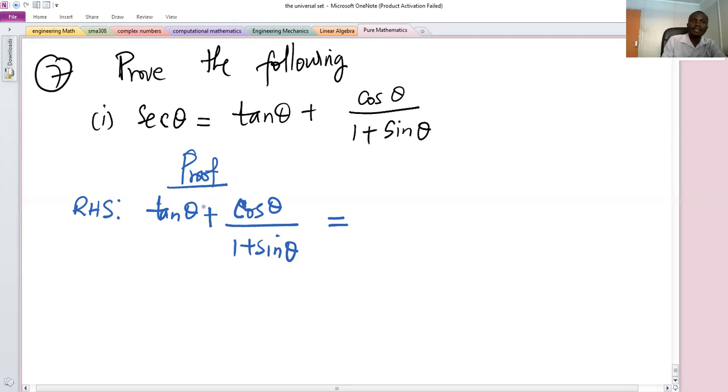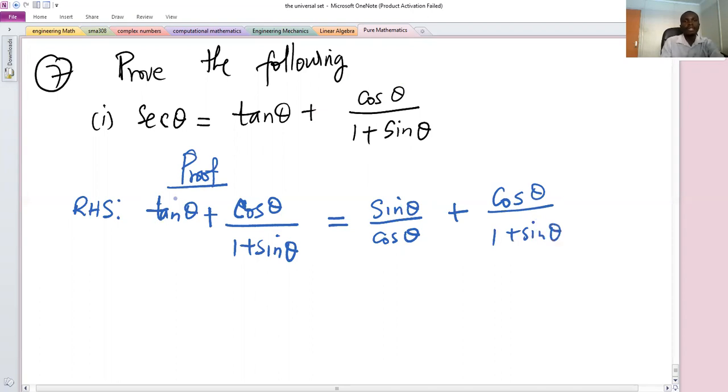Now we know that tan theta is the same as sine theta over cos theta. So we can write it as sine theta over cos theta plus this fraction, we write it here the same way. It is cos theta over 1 plus sine theta. Now after converting tan in terms of sine and cosine, let's put these two fractions together. So LCM will be cos theta times 1 plus sine theta.